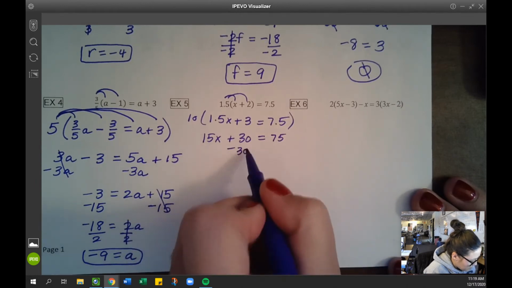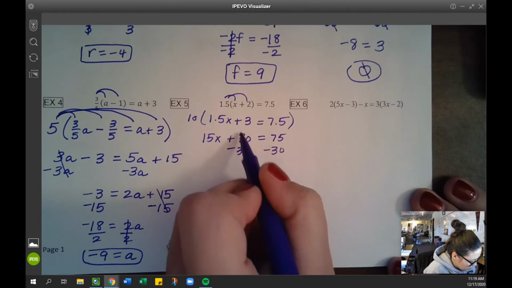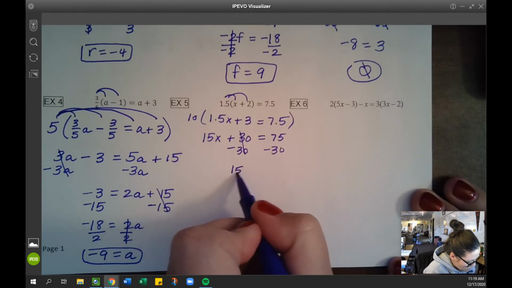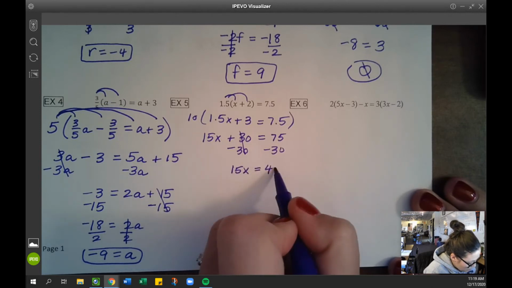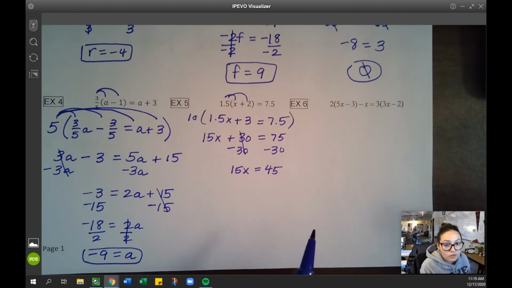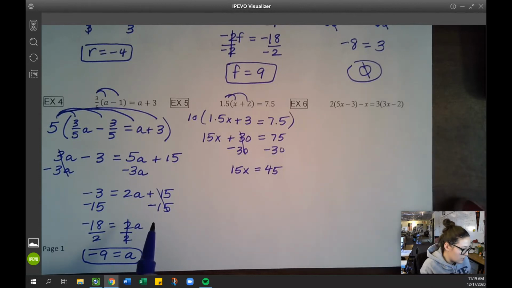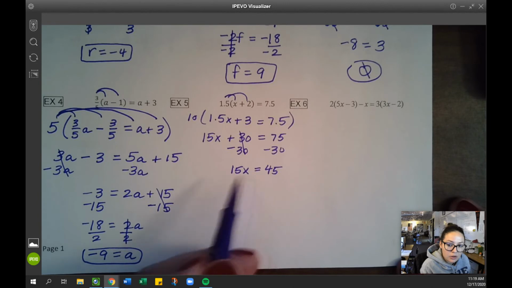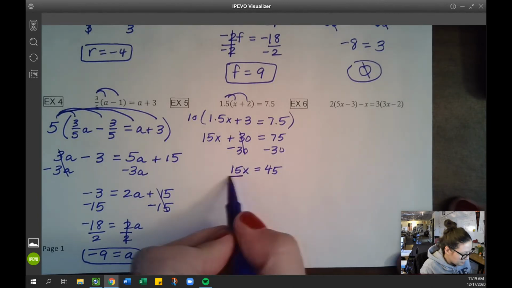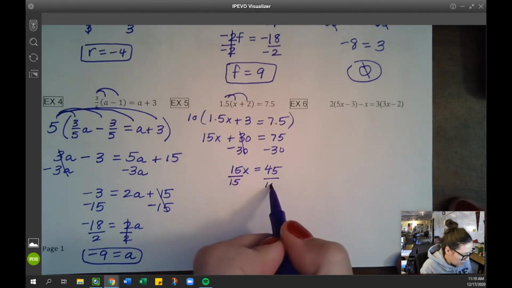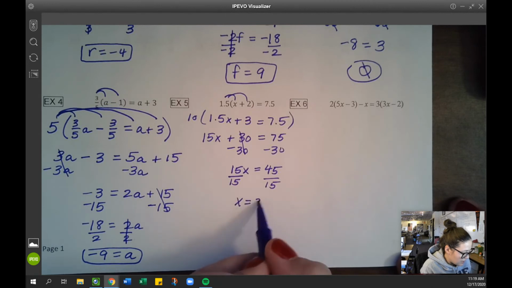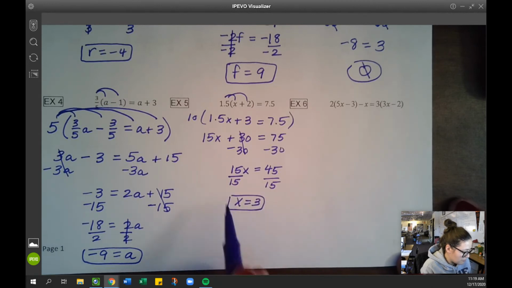Now, you might be thinking, it would have just been easier to leave it as the original equation. And if that's what you think, then that's totally fine. You do not have to clear anything out. It's just sometimes people like to work with whole numbers instead of decimals and fractions. And if that's you, then this is a trick or a strategy you can use. All right, I'm going to divide by 15. And we get x equals 3.